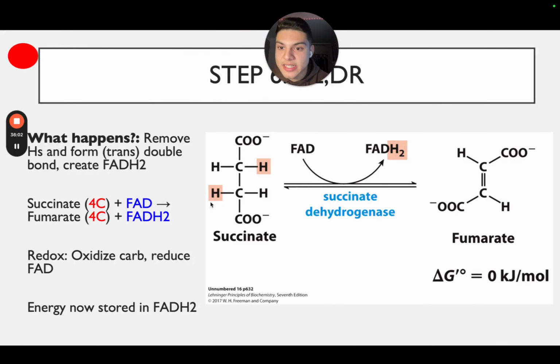So step six, we have succinate right here. What ends up happening is, again, we remove H's and form a trans double bond to create FADH2. And it takes our four carbon and it stays four carbon.